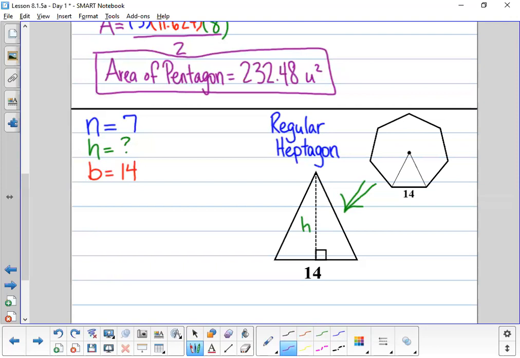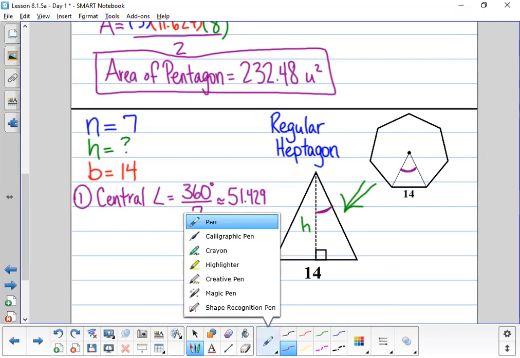My first step is to find my central angle. Central angle is going to be 360 degrees divided by 7 because it's a heptagon. And I will tell you right now, you're going to have a decimal, but that's okay. Decimals are all right too. So 360 degrees divided by 7, that is approximately 51.429, but that is this entire angle. And I only want to find half of it.